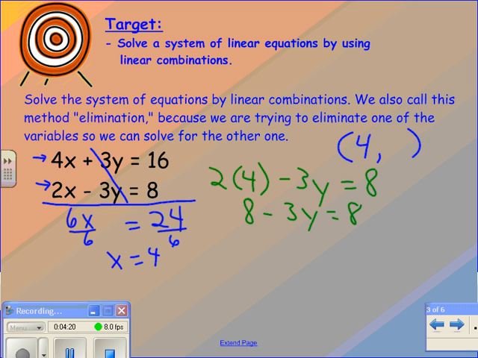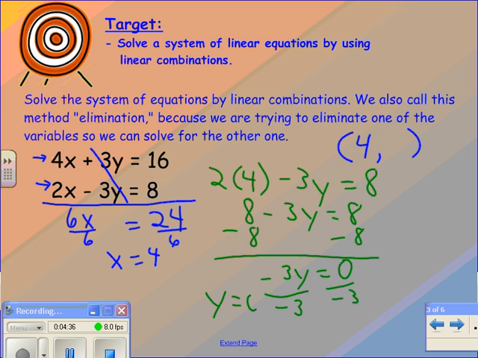So in order to get my constants on the same side, I need to subtract 8 from both sides, which gives me negative 3y equals 0. So I can divide both sides by negative 3 to get the y by itself, and y equals 0, because 0 divided by anything is 0. So my y value for this system is 0. So there's my solution, (4, 0), to the system of equations.